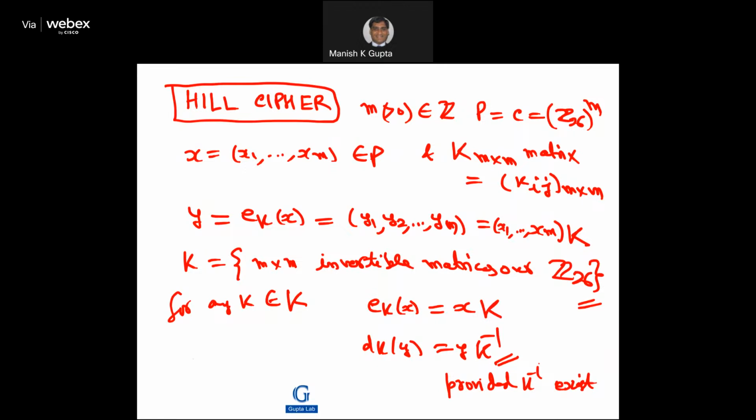So, provided K inverse exists, here we are saying that the GCD of the determinant of K and 26 is 1. That condition is there, okay? Only then will the inverse exist over Z26.